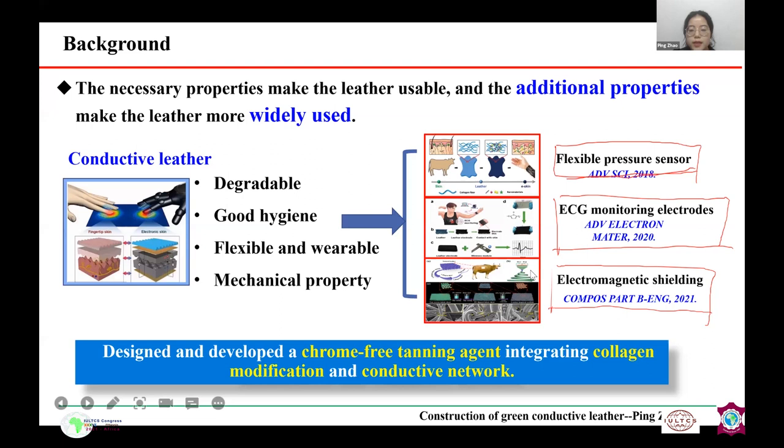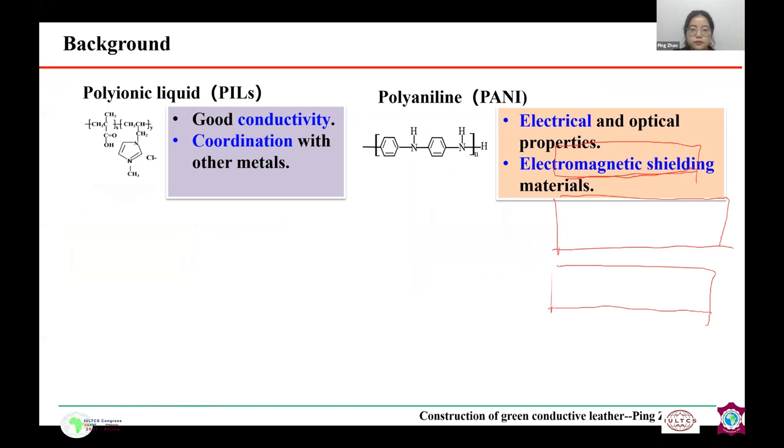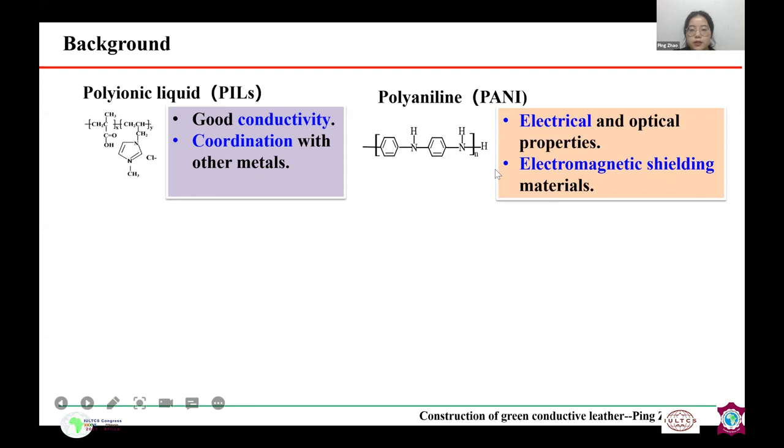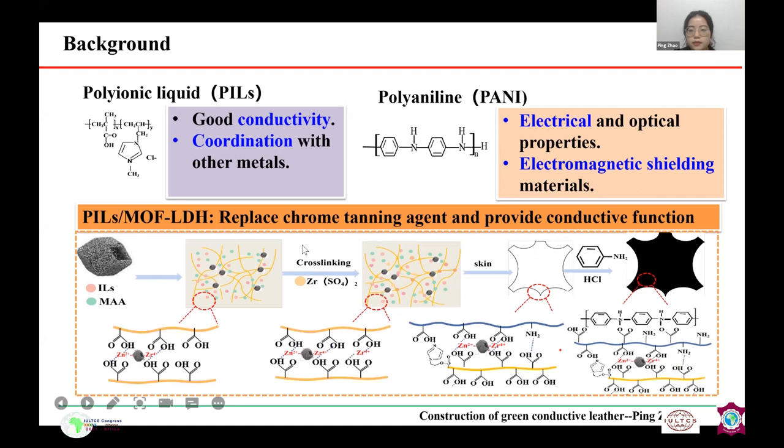So designing and developing a chrome-free tanning agent, integrating coordination modification and conductive network, is very important. So we want to use the polyionic liquid, which has good conductivity and coordination with other materials, and the polyaniline, which has electromagnetic conductive properties and electromagnetic shielding properties. The polymerization of MOF-LDH and the PANI were synthesized in the first step and used in the tanning process to give the leather a certain degree of tanning performance, and then to improve the conductivity of the leather and give the leather electromagnetic shielding performance.